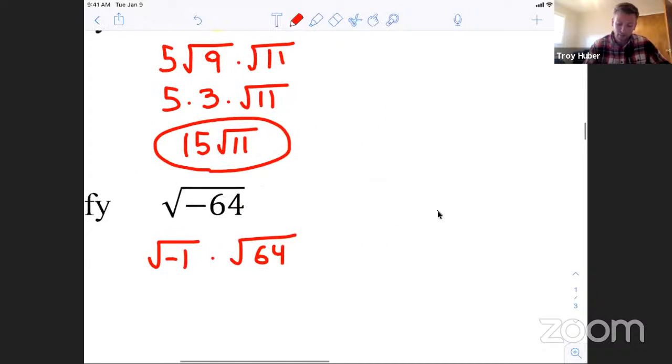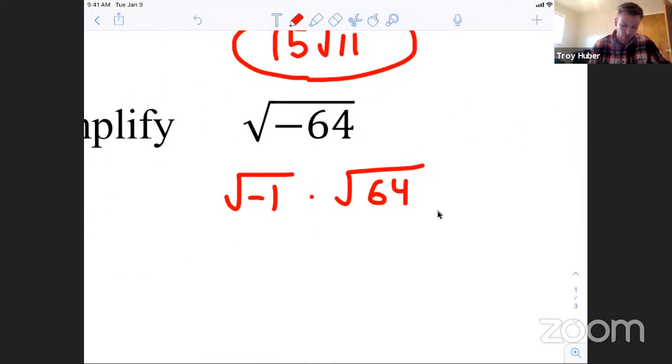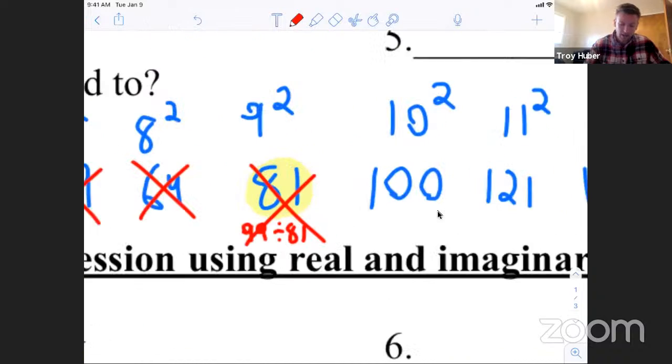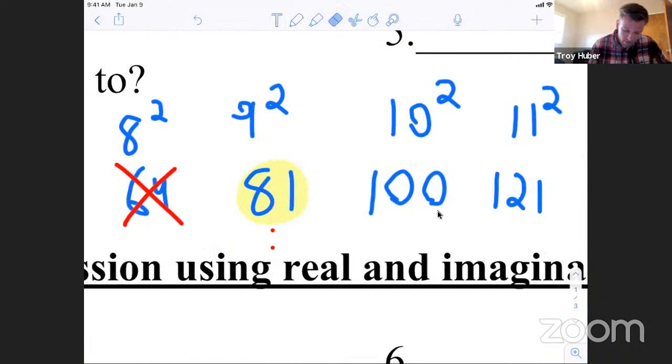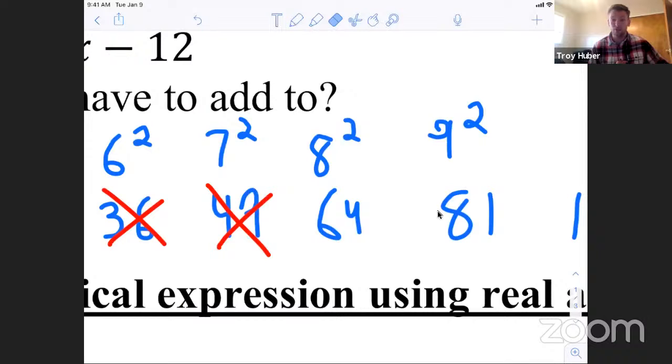All right, now very important, the square root of negative 1 is equal to i. i is imaginary. So I can just say, okay, the square root of negative 1, we know that that's imaginary, times the square root of 64. So I come up to my perfect squares, and we'll notice, hey, wait a second, 64 is a perfect square. That means taking the square root is easy peasy. We're excited. We're like, yes, we don't have to simplify this because it's a perfect square.